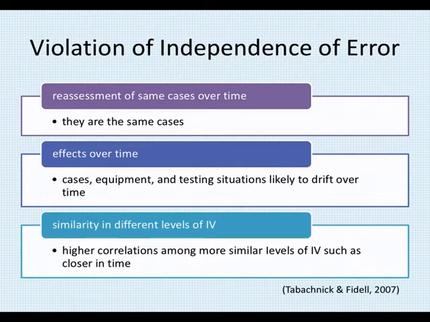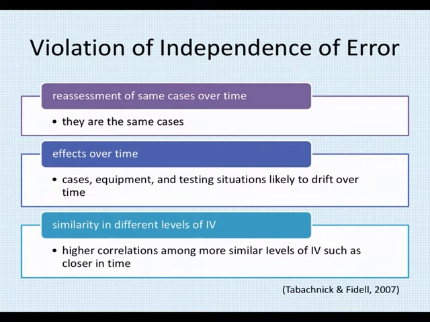And then there's effects over time. So effects on the cases, on equipment, testing situations, they're likely to drift over time if we're doing an experiment. For example, if there's equipment, they might get older, depending on the type of equipment. Testing situations might be different, or the RAs running the research might be more efficient. And so there's going to be effects that accumulate over time.